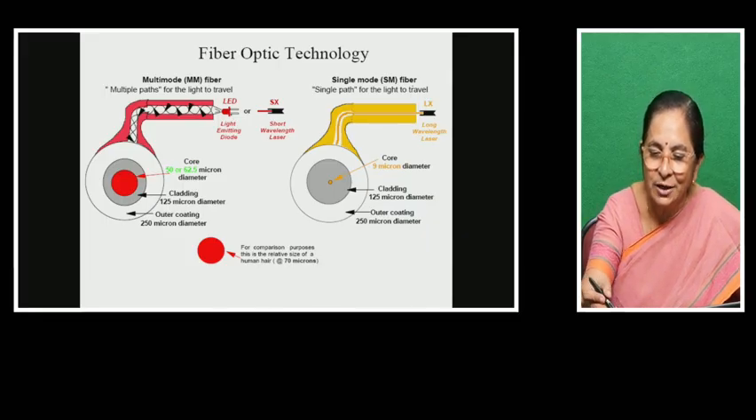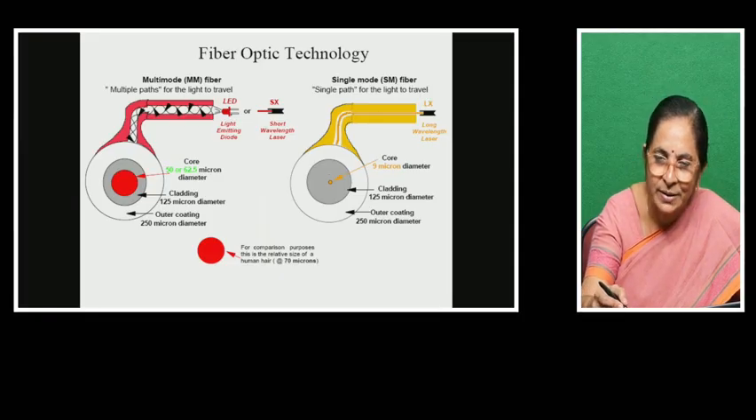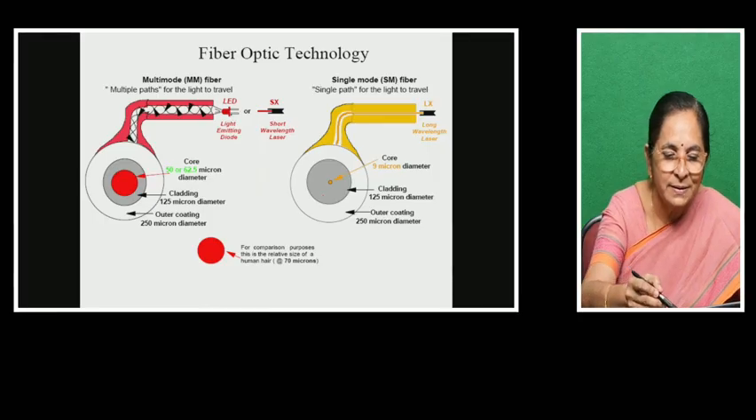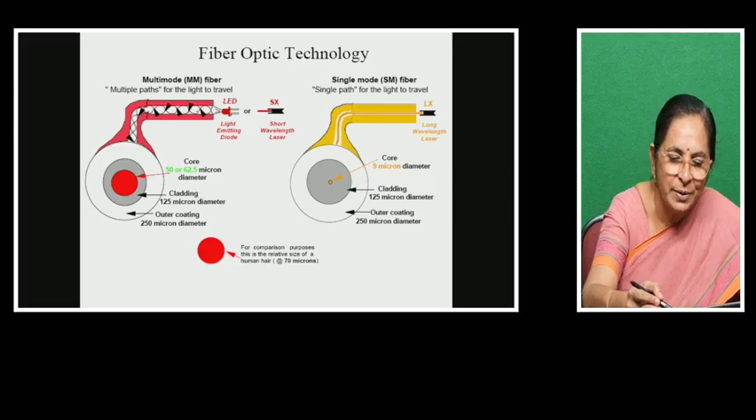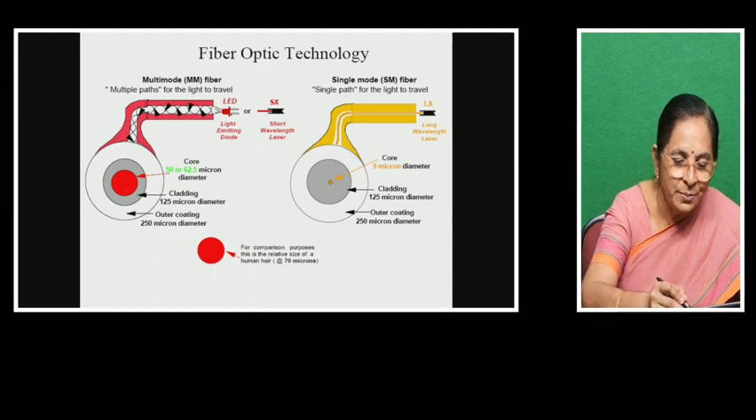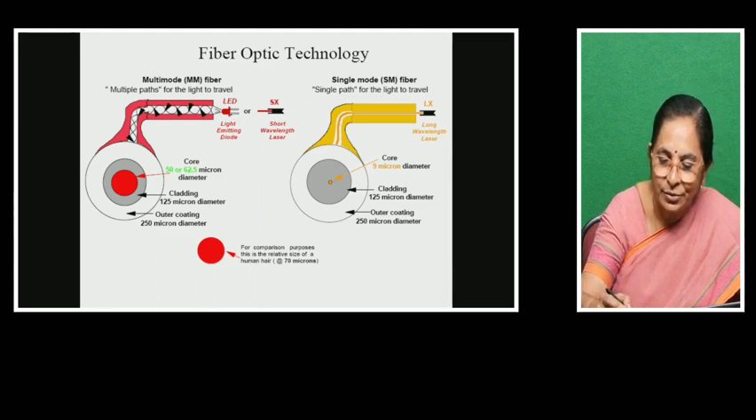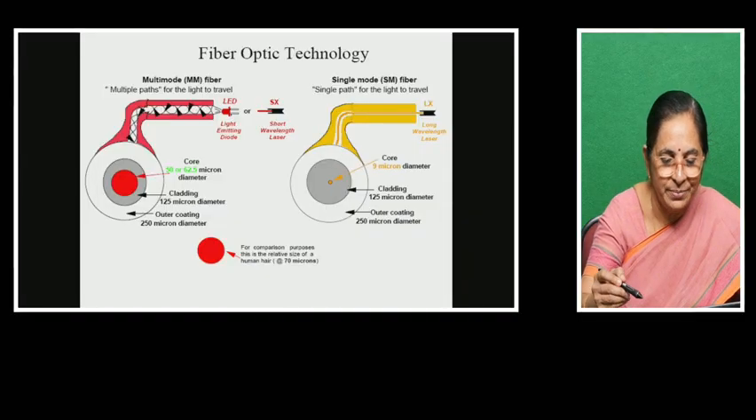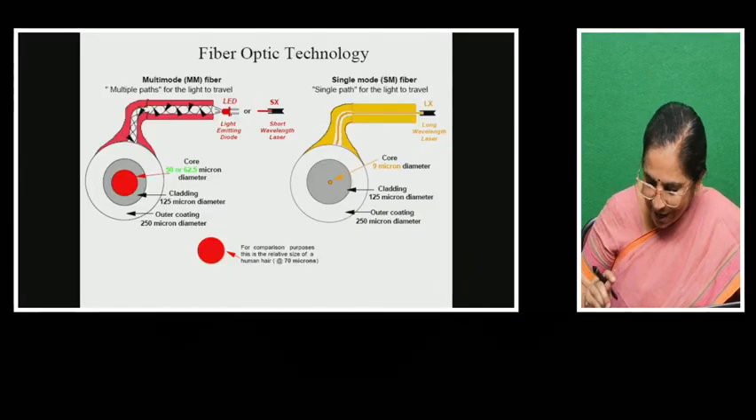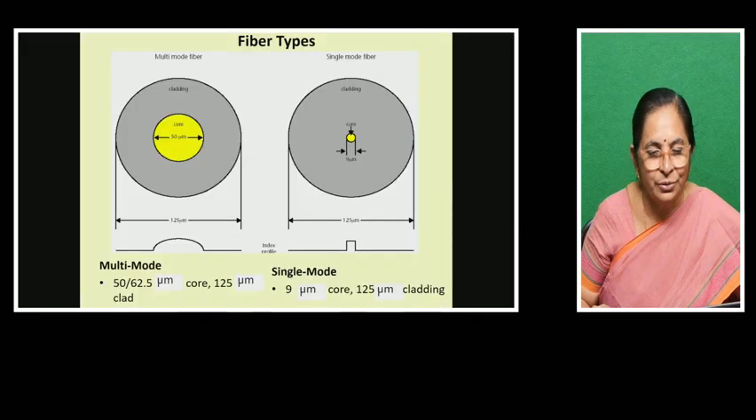Once again, a simple picture with the LED source or the laser source. This is a single mode fiber. Only a single ray at a time will be passing through the cable. This is the multi-mode fiber. So the LED source or the laser diode will send multiple rays simultaneously at the same time. So the core of the multi-mode fiber will be greater than the core of the single mode fiber. The other dimensions are there, you can go through.